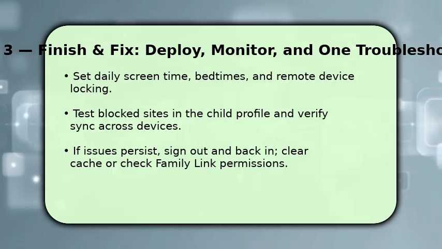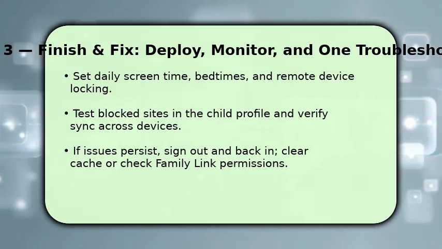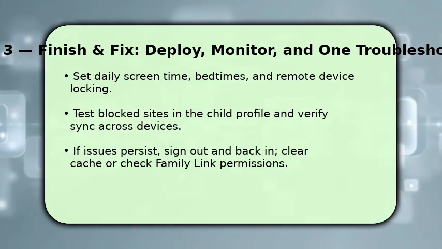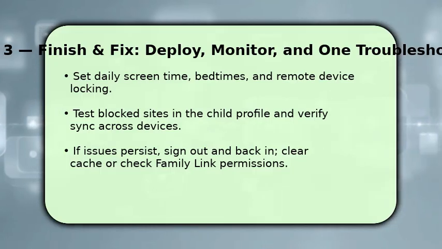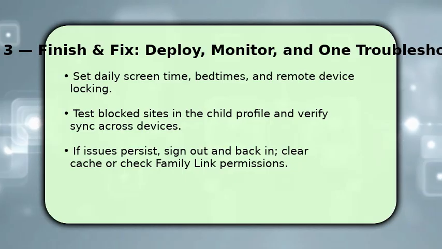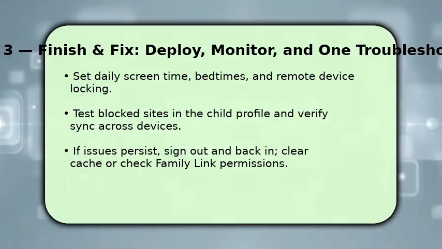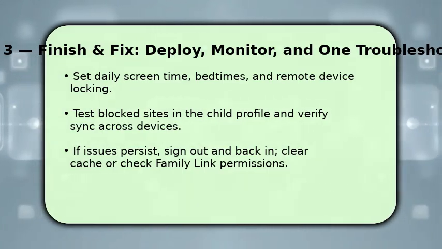Once done, test the child profile. Try accessing a blocked site and confirm it's blocked, then check another device to ensure settings synced. If something goes wrong, sign out and sign back in, clear the browser cache, and confirm Family Link has the required permissions. Often a quick re-auth fixes sync or permission errors. If needed, rebuild the supervised profile.